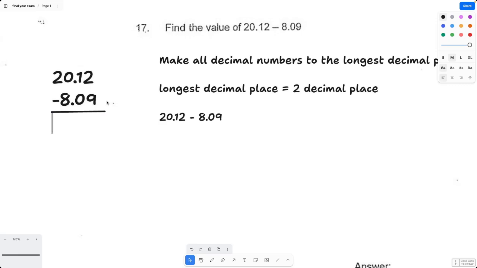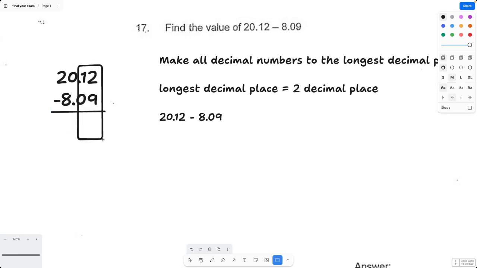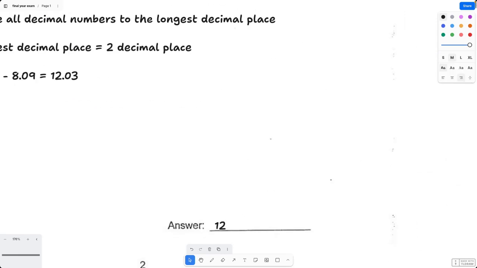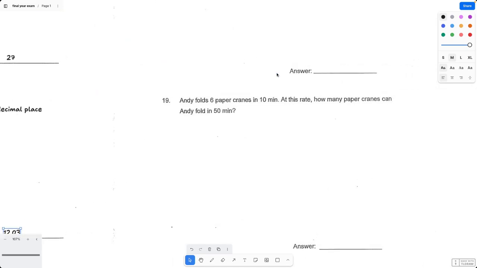Over here, what you can do is box them up, like 12 minus 9 and then 20 minus 8. So basically this will be 0.03, and then this will be 12, so 12.03. That's roughly the answer. The answer to this is pretty straightforward, 12.03. All right, that's all. Let's move on to the next question.